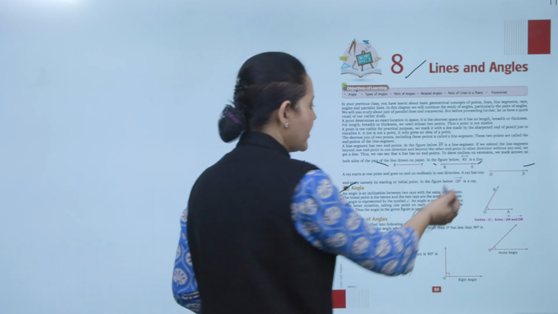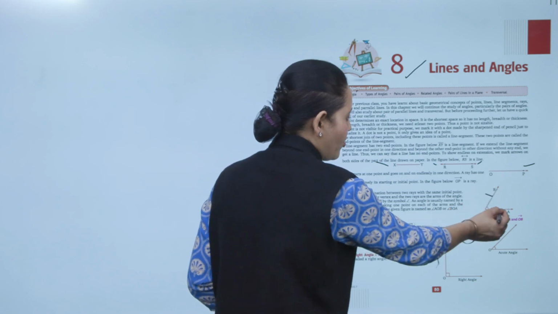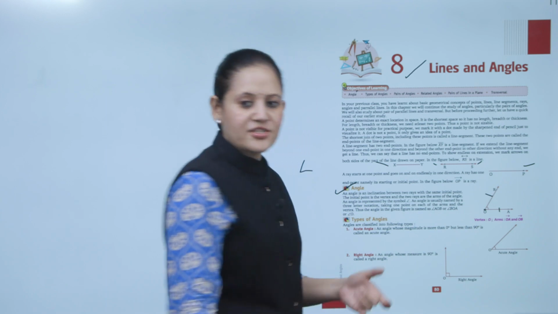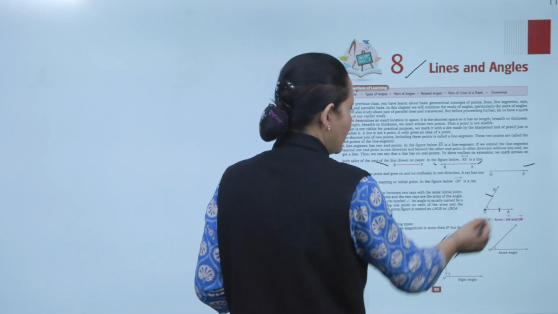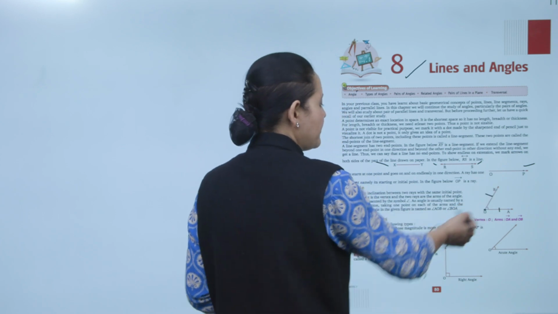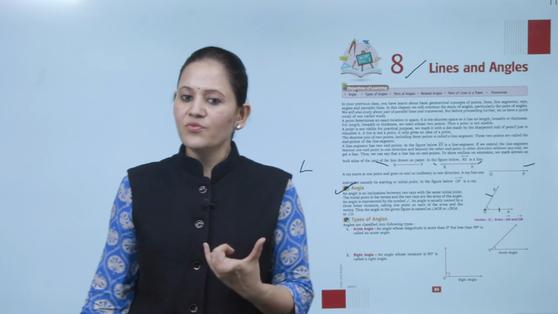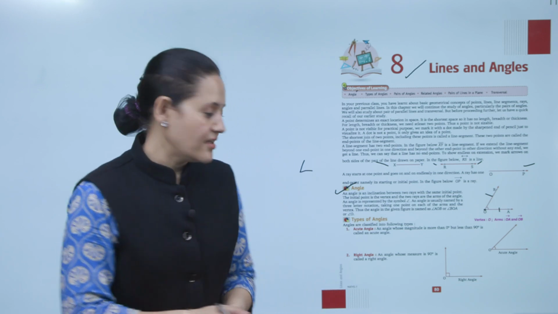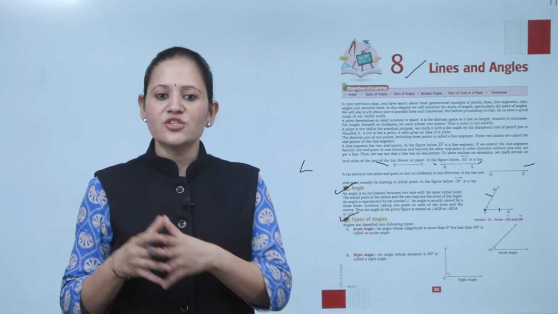So, here it has 2 arms, OB and OA, and O is the common end point, that is called the vertex. The angle can be named as BOA, AOB, or simply angle O. We always write the vertex in the middle when we name any angle. Next is types of angle. Angles are classified into following types.